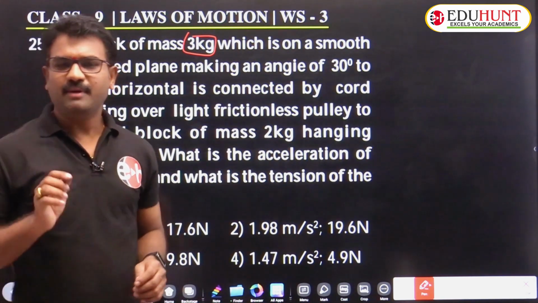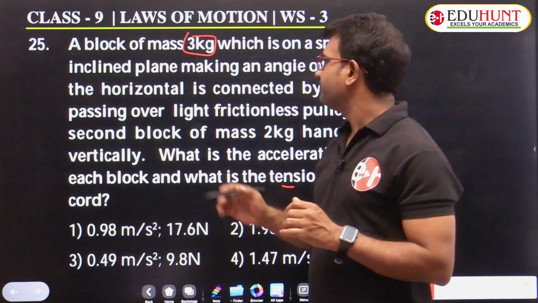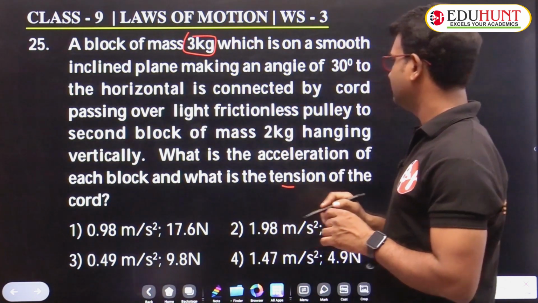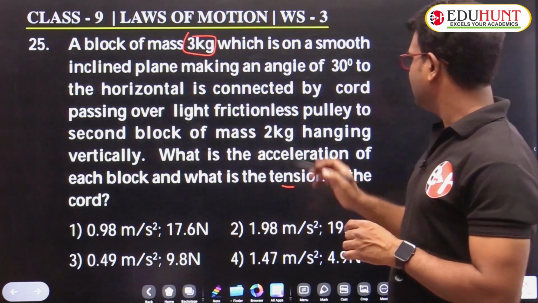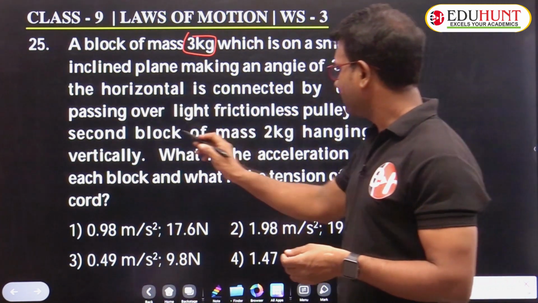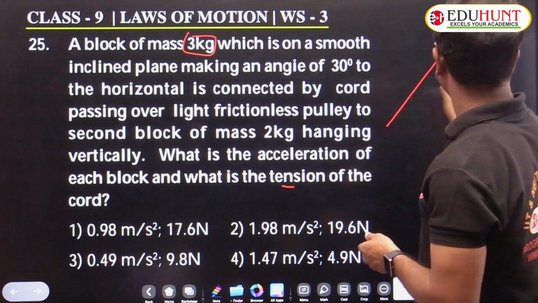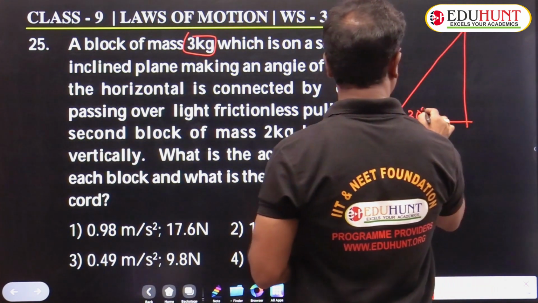Look at this one. A block of mass 3 kg which is on a smooth inclined plane making an angle of 30 degrees to the horizontal is connected by a cord passing over a light frictionless pulley to a second block of mass 2 kg hanging vertically. This is the situation. This is the wedge which makes an angle of 30 degrees.